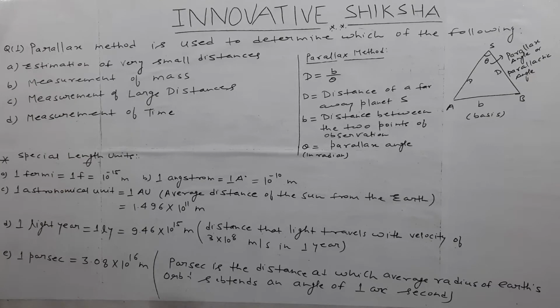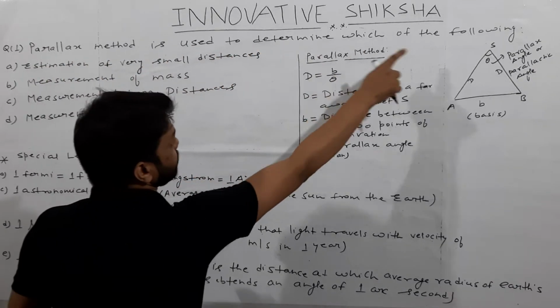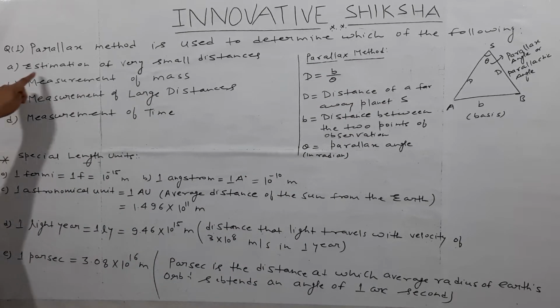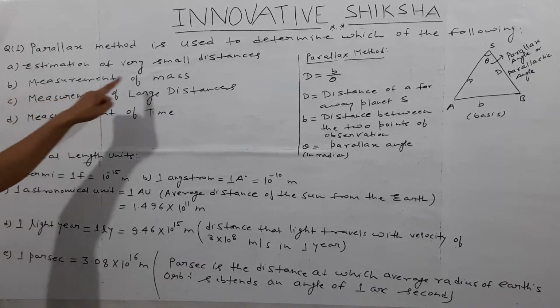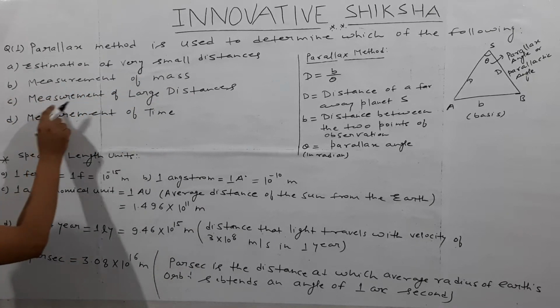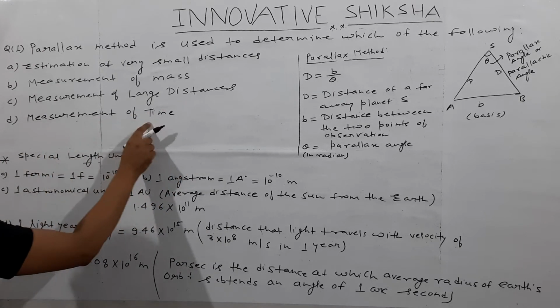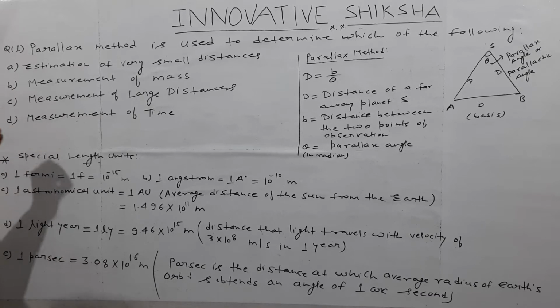The first MCQ says parallax method is used to determine which of the following. Your options are: option A is estimation of very small distances, option B is measurement of mass, option C is measurement of large distances, and option D is measurement of time. Out of these four options, you have to choose the correct option.